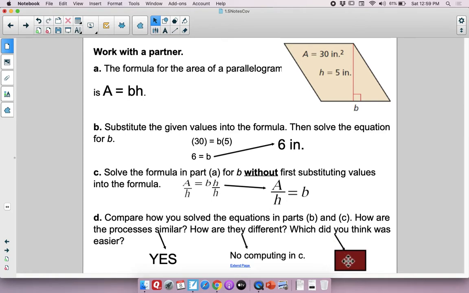And what did you think was easier? Maybe C? Maybe B? But think about it. If we had a whole bunch of values for A and H, not just one, but like a whole list of them, we had to figure out what the base would be for each of those. Wouldn't it be better to have the equation or the formula in this form? So maybe you'd want to do this, and then you just have to simplify by plugging that in.